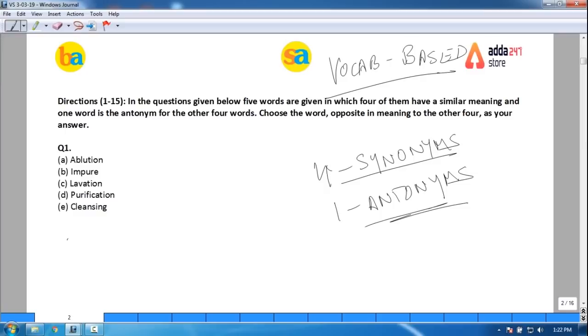डायरेक्शंस 1-15 इन द क्वेश्चंस गिवन बिलो, 5 वर्ड्स आर गिवन इन विच 4 ऑफ देम हैव अ सिमिलर मीनिंग एंड 1 वर्ड इज द एंटोनिम फॉर द अदर 4 वर्ड्स. चूज द वर्ड ऑपोजिट इन मीनिंग टू द अदर 4 एज योर आंसर.